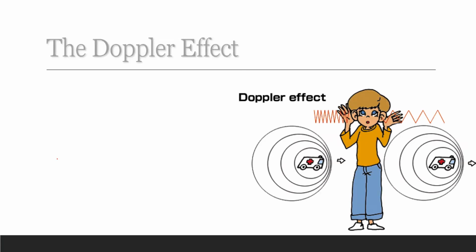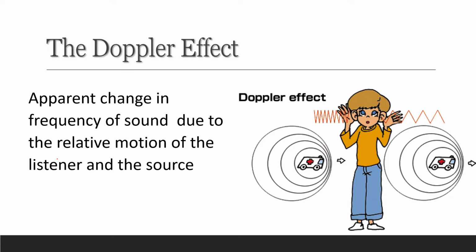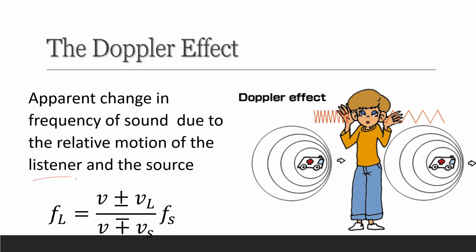Now we will go to our last topic, the Doppler effect. The Doppler effect refers to the apparent change in the frequency of a sound due to the relative motion of the listener and the source. The mathematical relationship is given by this, where FL is the frequency heard by the listener, and Fs is the frequency emitted by the source. We have to take note that there are two objects here, the listener and the source. Sometimes we draw the listener as L and the source as S, where the source is emitting a sound wave with some frequency Fs.